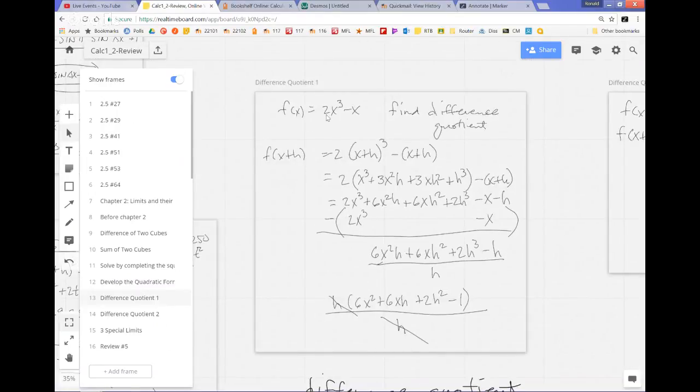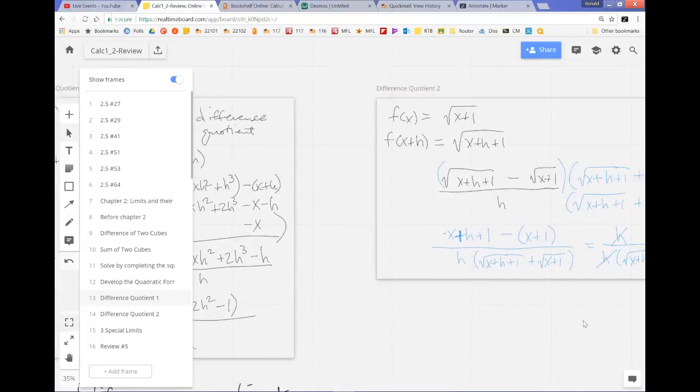So up here, the original function is 2x cubed minus x. So I'm subtracting that whole thing. And of course, what's left is all the terms that aren't alike. And you can see that you can factor out the h, and now you've got your difference quotient, 6x squared plus 6xh plus 2h squared minus 1. So that was that one.